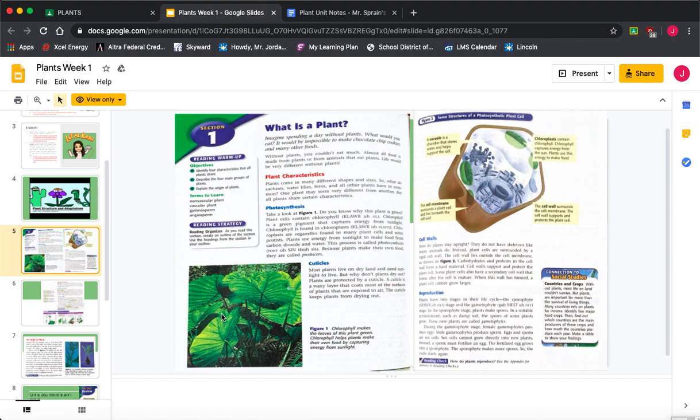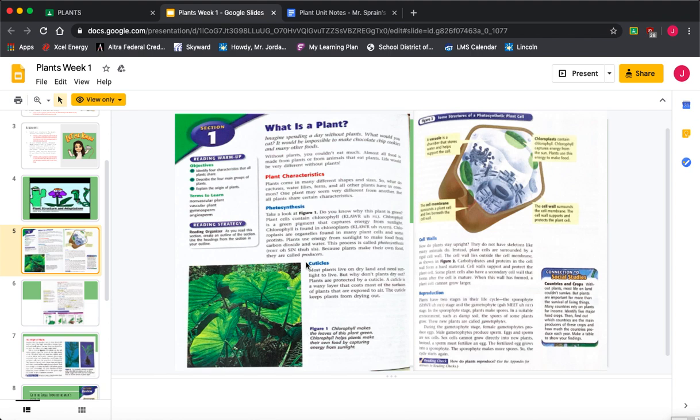Now, I hope that's a key word that some of you maybe recognize from past years in science class. Photosynthesis is that really important cycle for how plants make their own food. Last sentence in that section says, because plants make their own food, they are called producers.